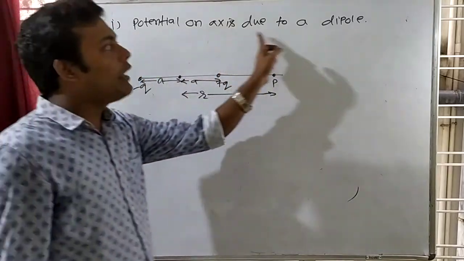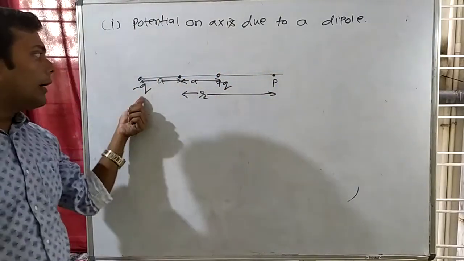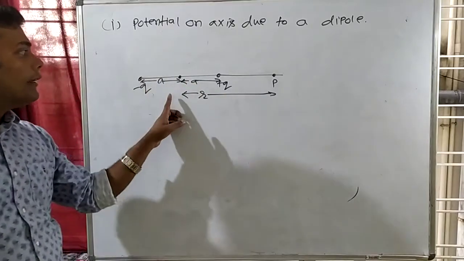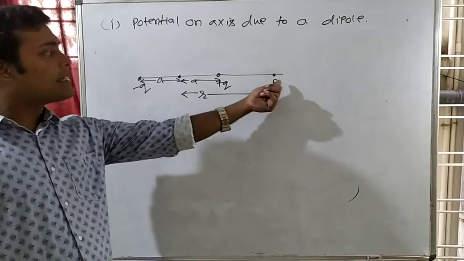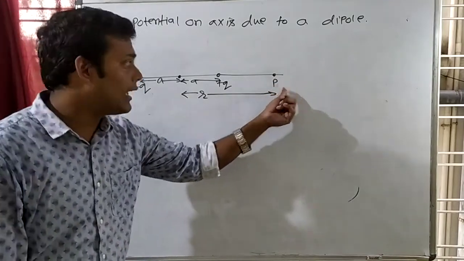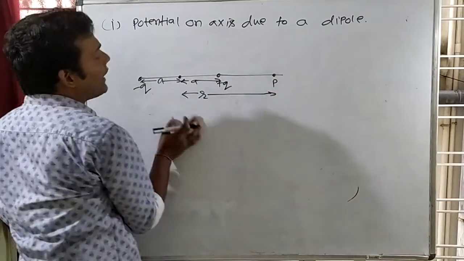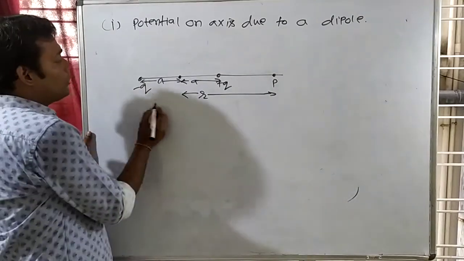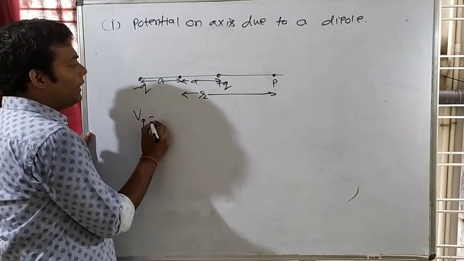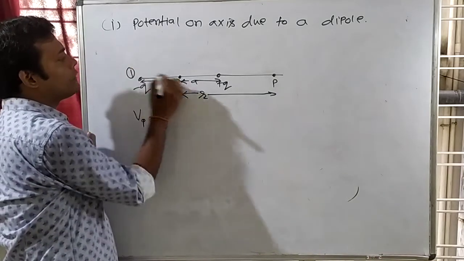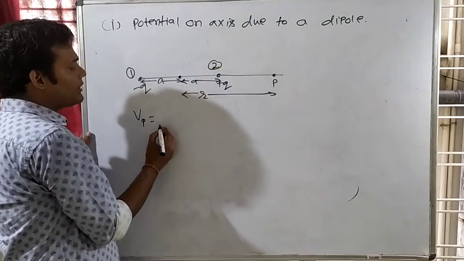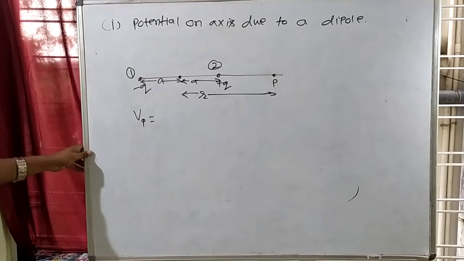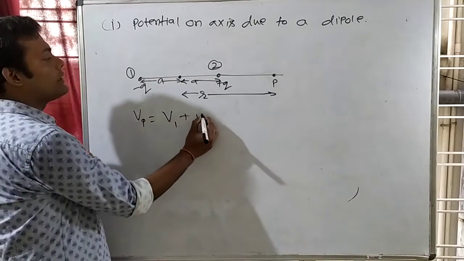We have to find the potential on the axis due to a dipole. So I have taken a dipole, two equal and opposite charges separated by a certain distance, and on the axis I have taken a general point P at a distance r from the center of the dipole. Suppose this is the first charge and this is the second. The potential at point P will be the potential due to the first plus the potential due to the second.